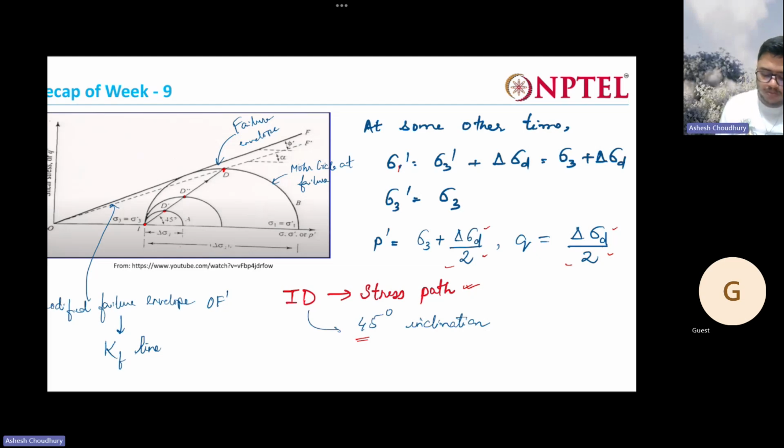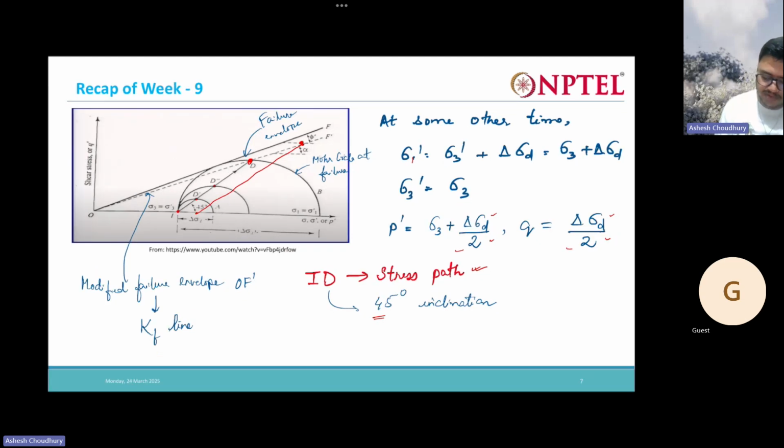Now, for the same soil, if we start the I from here, with a different initial confining stress, then you will see that you get another line, maybe something like this. So if we join these particular points which I am marking now, you will get a kind of failure envelope. This is known as the modified failure envelope, or the KF line.